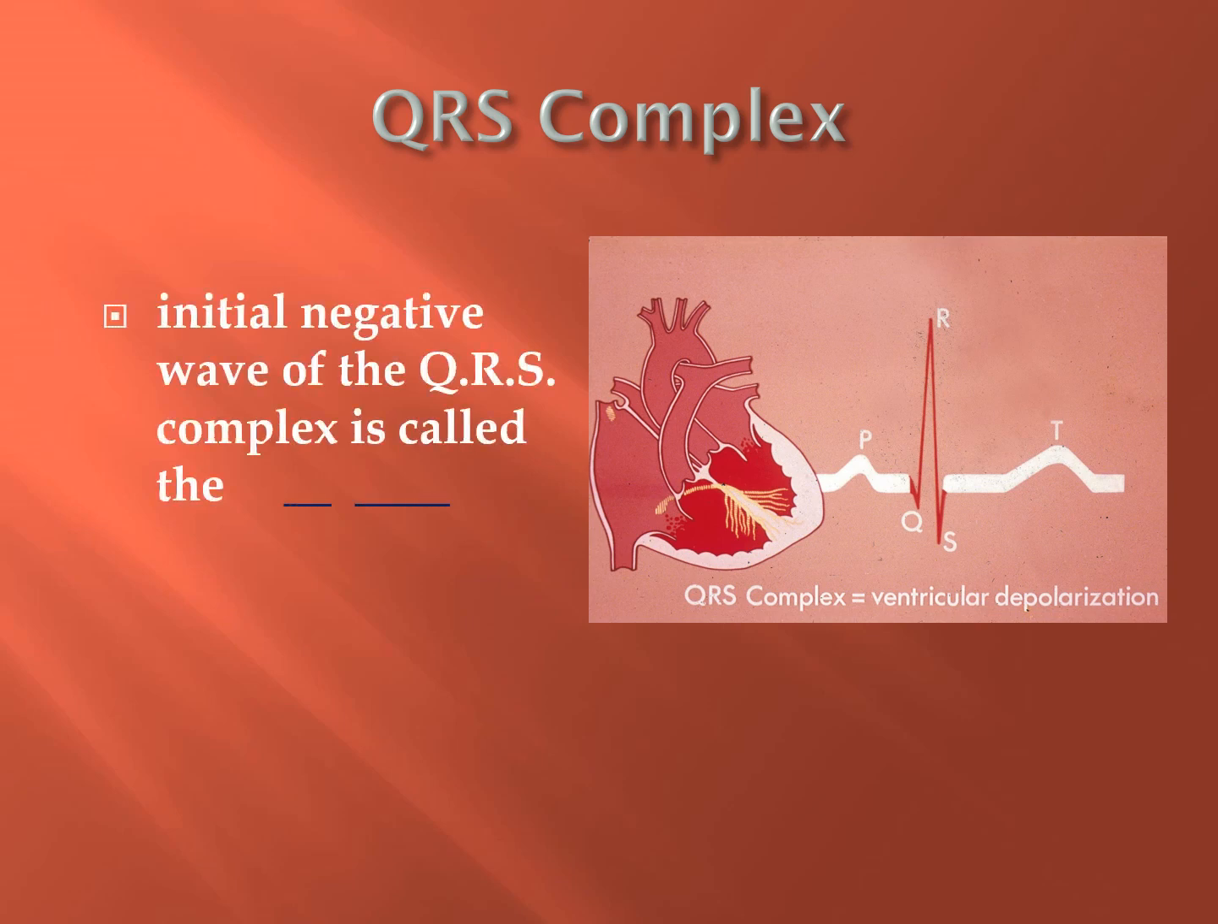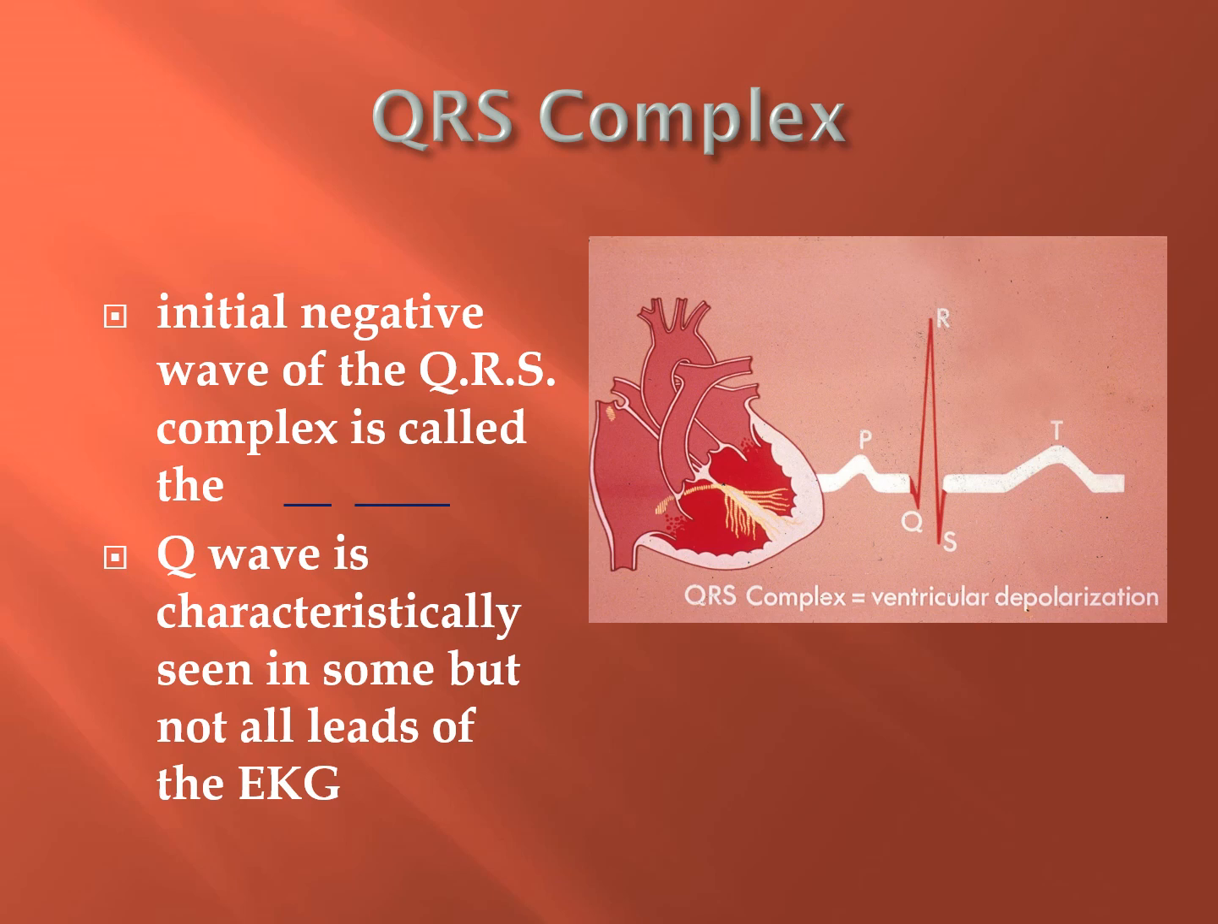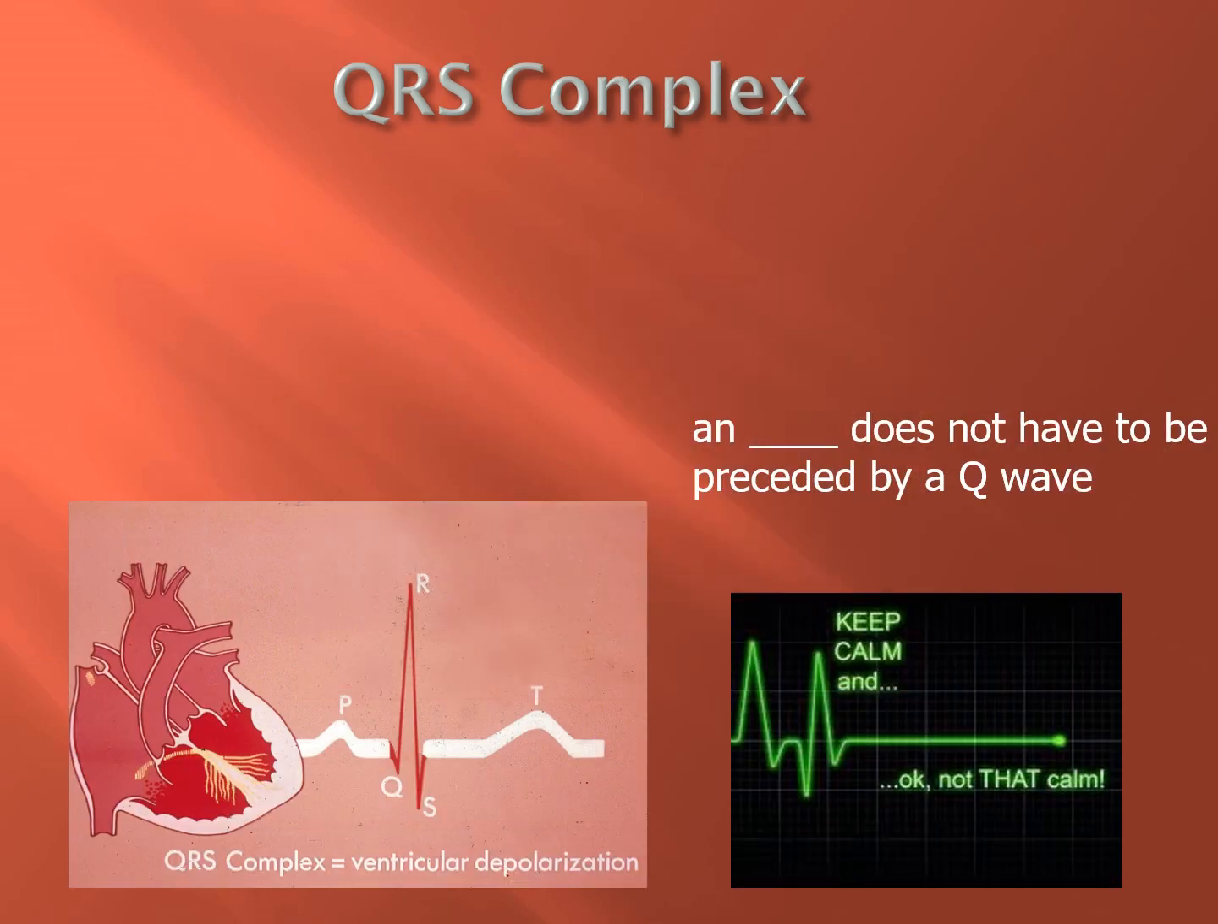The initial negative wave of the QRS complex is called the Q wave. Remember, that's the first wave that goes down, as you can see in the PowerPoint. The Q wave is characteristically seen in some, but not all, of the leads of the EKG. In other words, you might not see it in some of the 12 leads, you might see it in some. It's significant when it's a half to a third of the distance of the R wave. That's when we really get concerned, but that will be something you'll cover in a different course down the road. So the Q wave can be significant, but it's not something I want you to worry about quite yet.